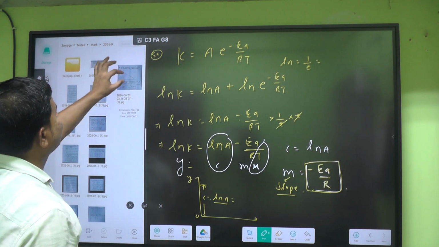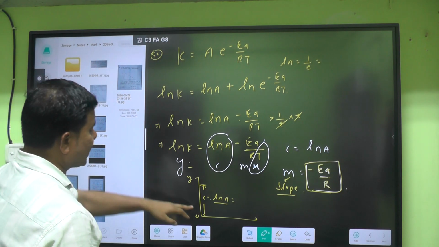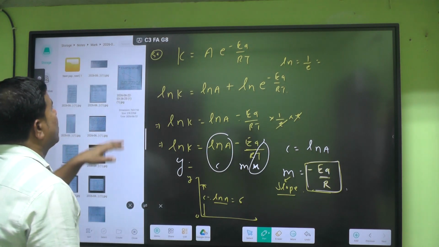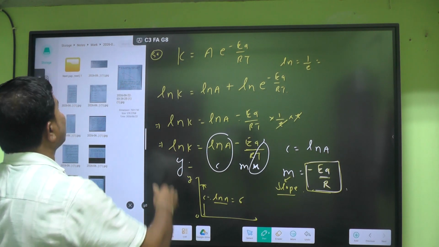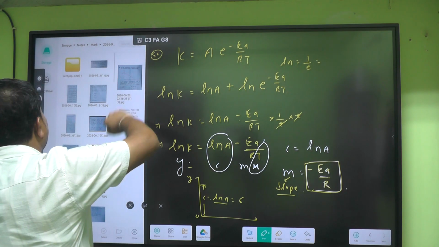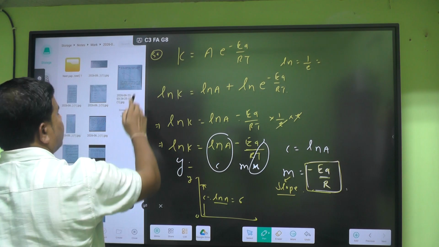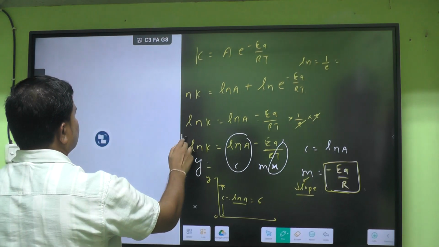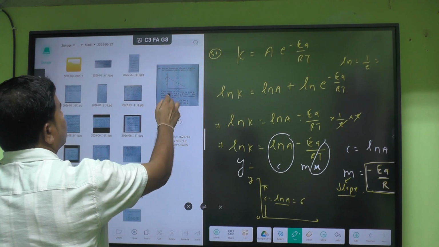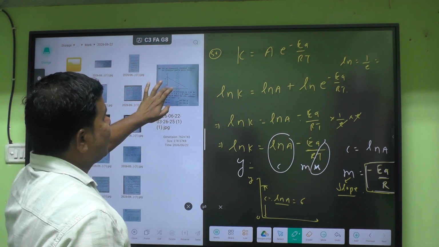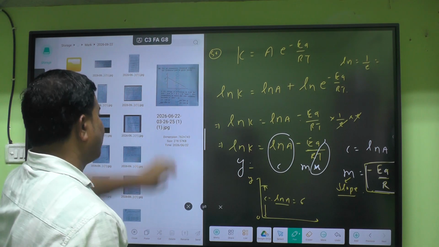Understood? So now here is the intercept. What is the intercept? The ln A value. So the ln A value is the intercept here. In the slope of the curve, the activation energy is given. What is given here? The activation energy is given here, this value. Okay. So now the activation energy is given by the slope of the curve.